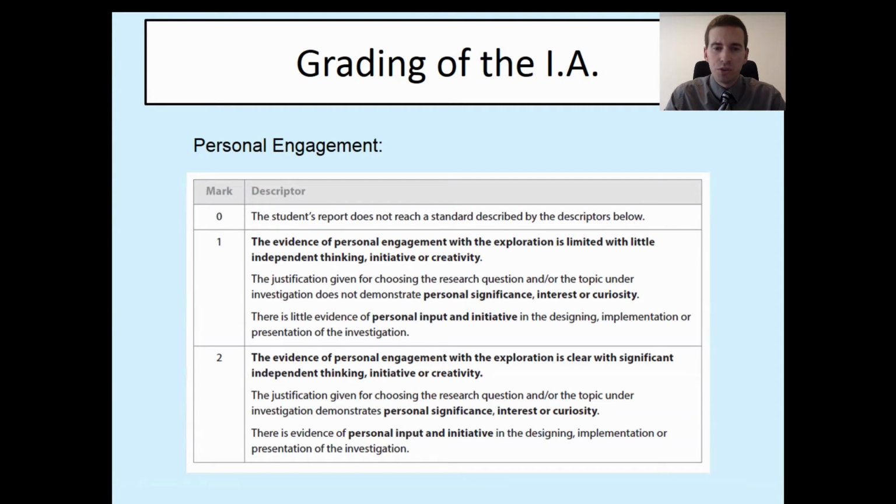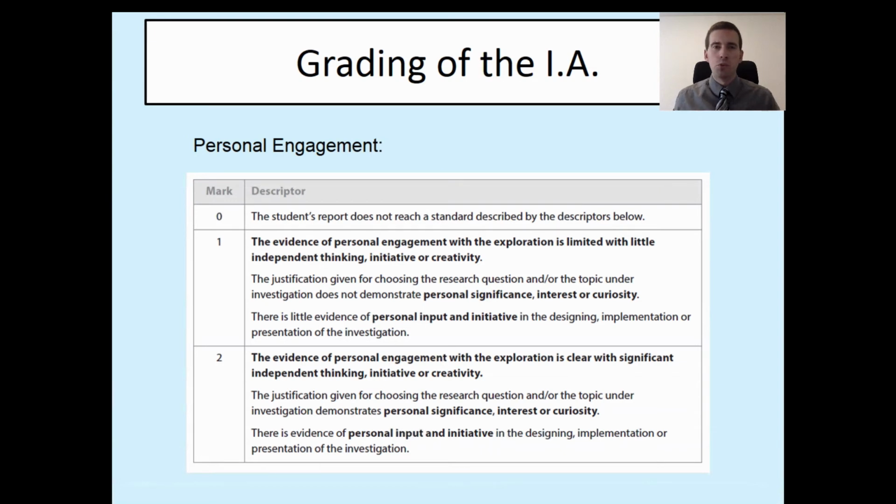Now below the part in bold, there are 2 different descriptors. Now the first one talks about justification for why you've chosen the area you're investigating. You should have some sort of personal interest in that area. Now this is normally put as a section in your introduction. It doesn't have to be, but for this part, you generally introduce it when you are giving the background information. The second part of the descriptor, however, talks about personal input, initiative, and this should be seen throughout your report.